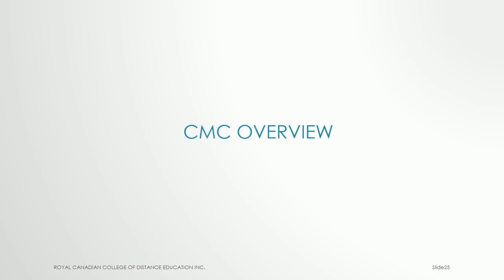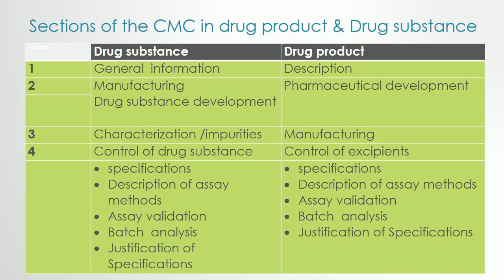CMC Overview. In this section I will make a brief overview of the CMC. Sections of the CMC in drug product and drug substance. There are 2 major sections in the CMC dossier, namely drug substance and the drug product. The following sections of the drug substance are required: general information, manufacturing, drug substance development, characterization/impurities, control of drug substance, specifications, description of assay methods, assay validation, batch analysis, justification of specifications.